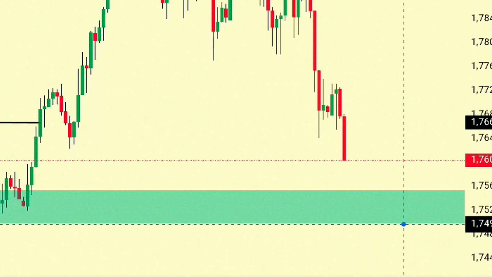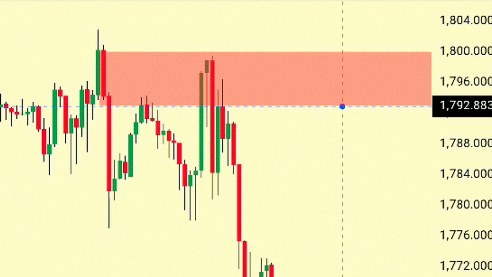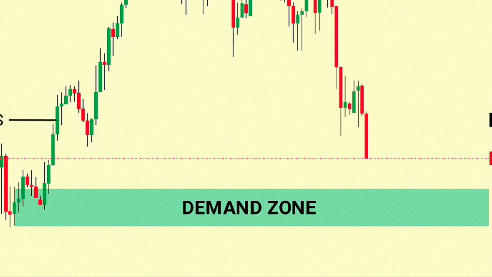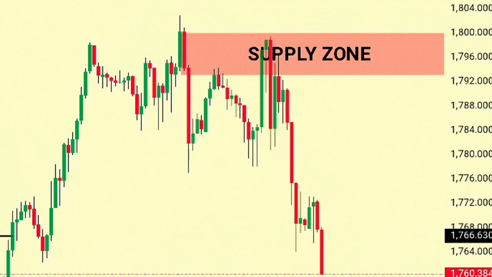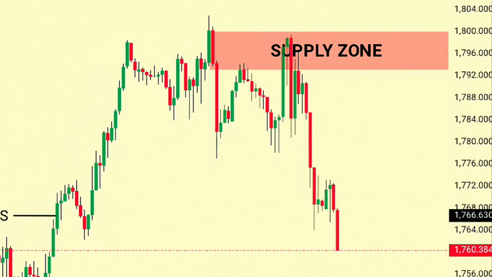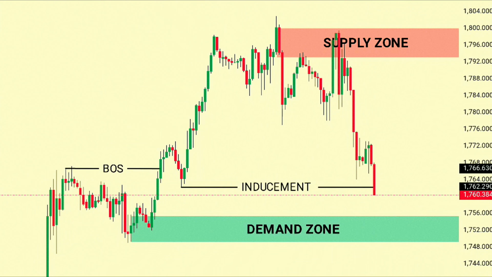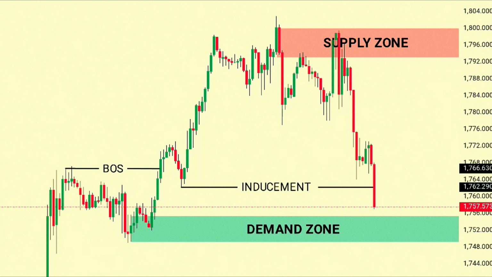Firstly, I marked both the supply and demand zones because price was trading inside this entire range. At this moment, demand was acting as the discount area, while supply was acting as the premium area. After reaching demand, price started creating inducement and slowly formed bullish confirmation.